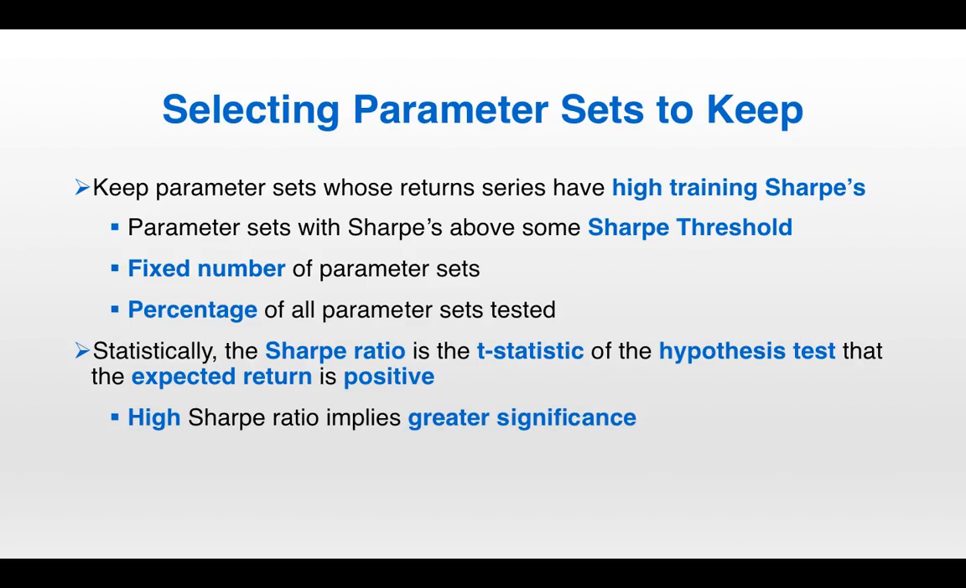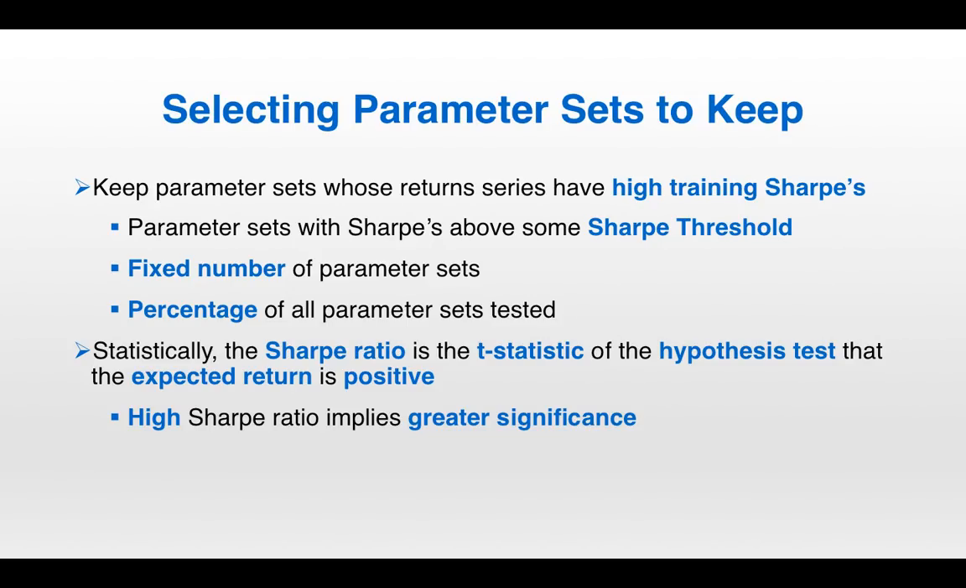And there is no overarching best method of how to do this. It's really determined by the details of the strategy. So for some strategies, it's infeasible to trade more than a certain number of parameter sets. So in that case, you'll want to take a fixed number. And in other cases, you might want to subject them to a Sharpe threshold or take a percentage of all parameter sets tested. But ultimately, this is strategy specific.